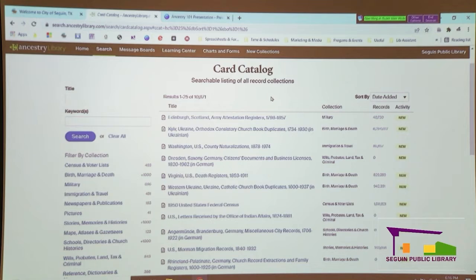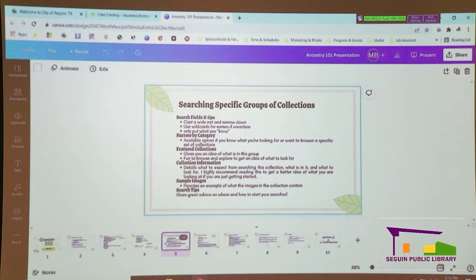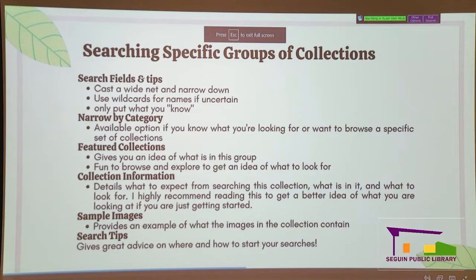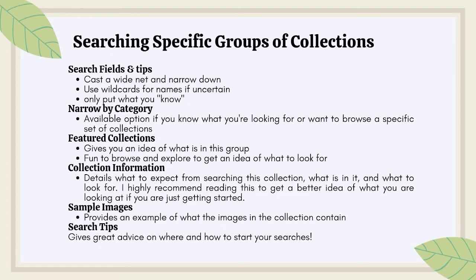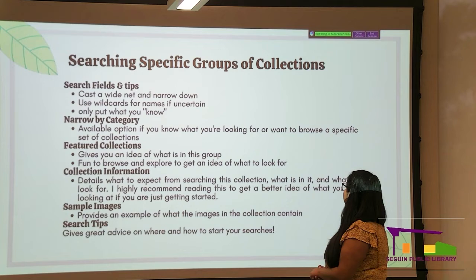Okay, so let me see here. I was just going to go a little bit over this slide about our different groups of collections and things that we want to talk about here. So with our search field, I already went over some of these tips, like casting a wide net and narrowing down. And in a minute, I'm going to talk about using wildcards for names that you're not sure of. And we also talked about only putting in what you know for sure. And then we talked about narrowing by category and seeing what options are available for you in the collections.